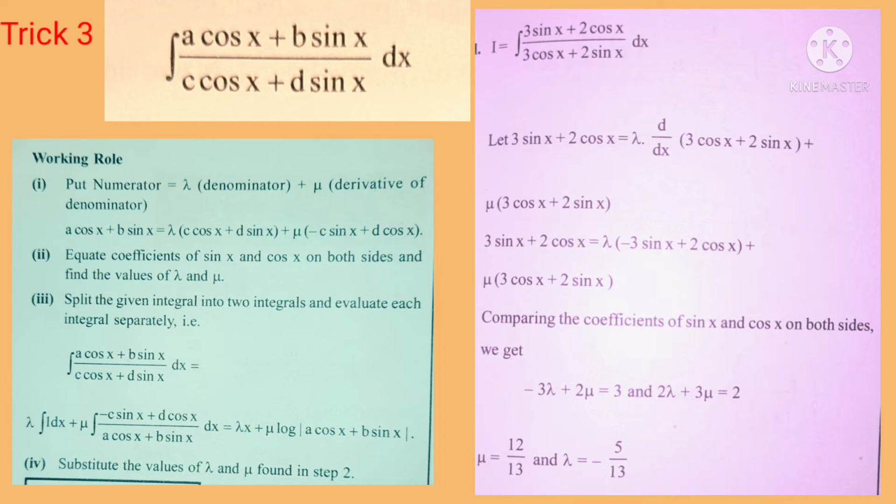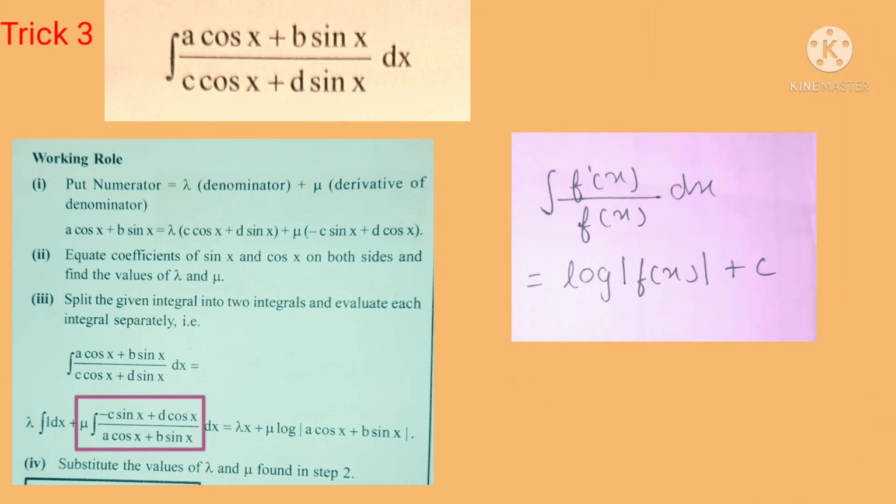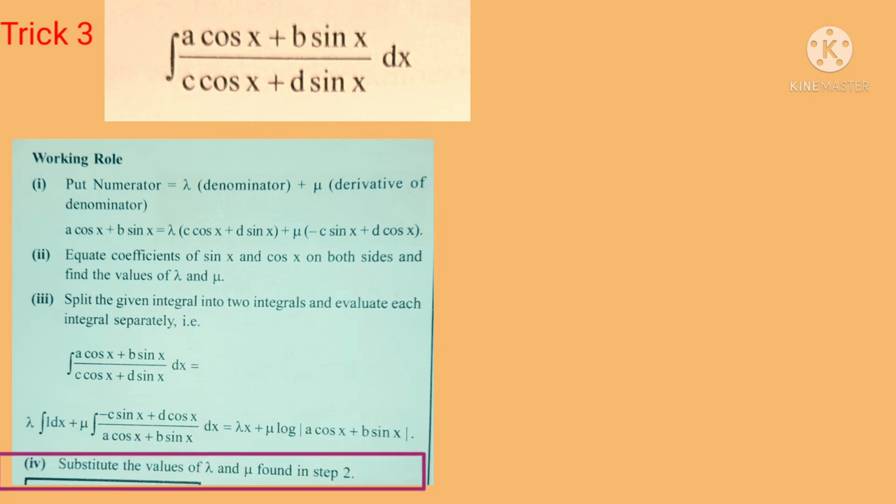Now we need to just integrate it. The integration of 1 dx is nothing but x, and the integration of minus c sin x plus d cos x divided by c cos x plus d sin x, how do we deal with it? It's the integration of f dash x divided by f x. If it is in that form, then it is nothing but log of f x. f x is any function, and f dash x is the derivative of f x. If it is in that form, then we can use the value of log. The derivative of cos x is minus sin x, and of sin x is cos x. That's what we have represented over here, and this is how we have completed the third step.